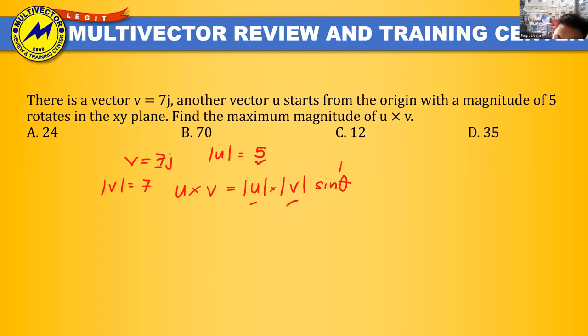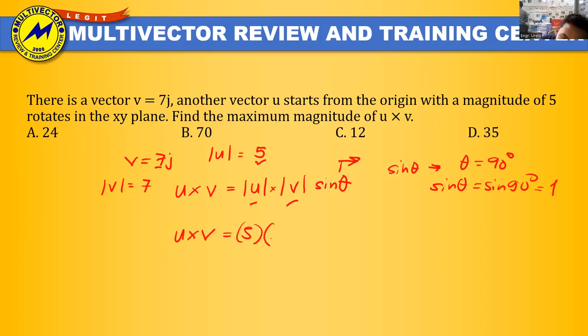Okay, so para masabi nating maximum yung value ng ating cross product, sin theta should be maximum. So para magkaroon ka ng maximum sin theta, our theta should be equal to 90 degrees. Therefore, sin theta is just equals to sin 90 degrees, which is just equals to 1. Yun yung maximum value ng sin theta natin. Therefore, the maximum value of u cross v is just the magnitude u, 5, times the magnitude v, which is 7, sin 90 degrees, which is equal to 1. Maximum magnitude ng u cross v natin is 35 units.